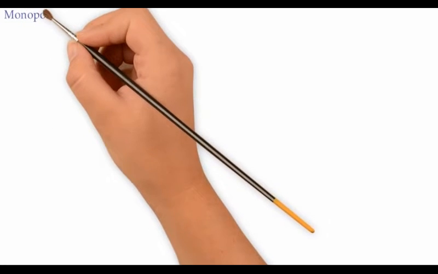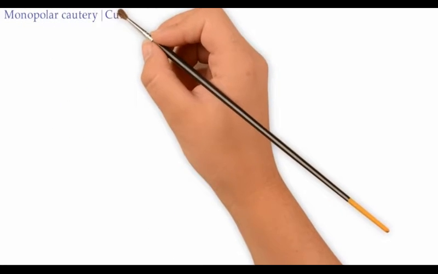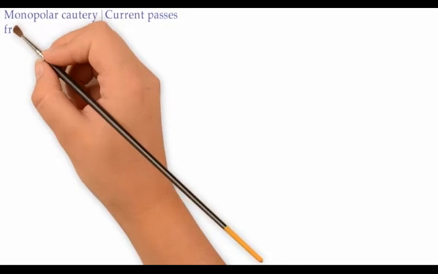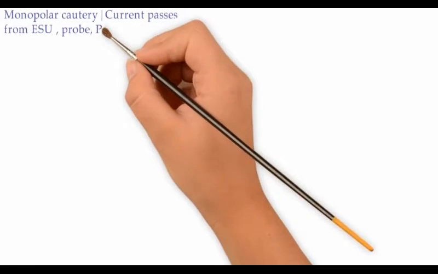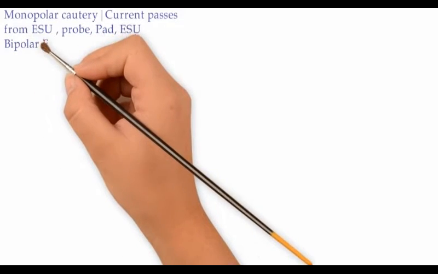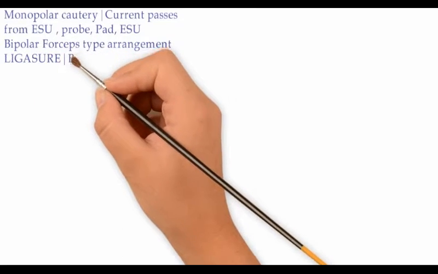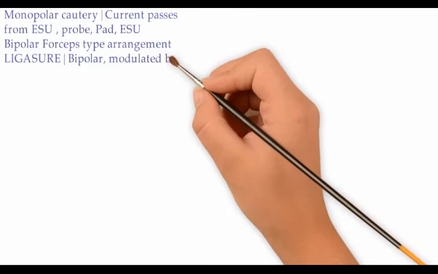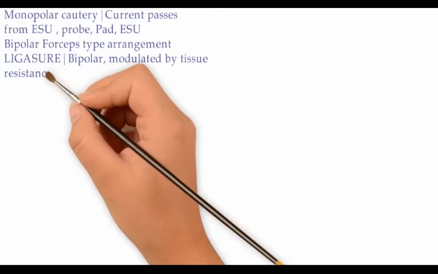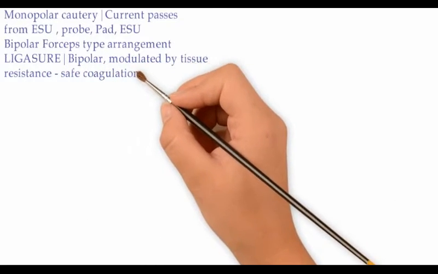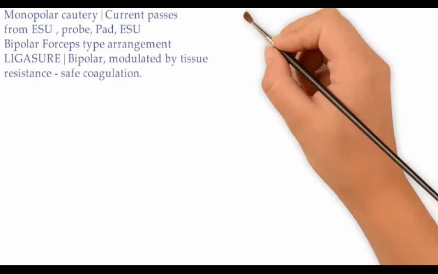In monopolar cautery, the current passes from the electrosurgical unit to the probe, to the cautery pad and back to the ESU. The bipolar cautery is a forceps type arrangement in which the probe and the pad are on either side of the forceps. The LigaSure is a bipolar cautery in which the amount of electrical current is modulated based on the tissue resistance. The lesser the resistance, the lesser the current that is transmitted, therefore giving a safe coagulation. But the caution here is to not use it over clips, or else it leads to an error because of a rapid transmission of current.